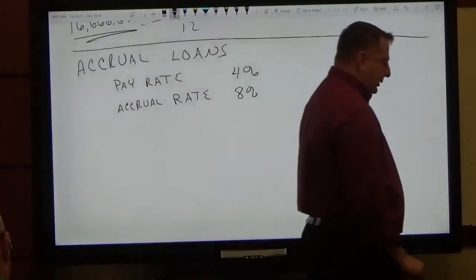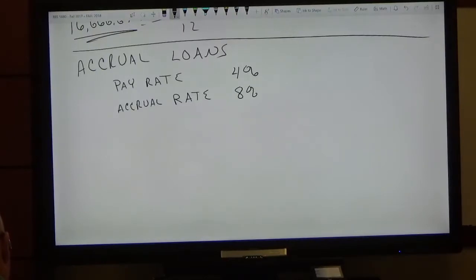So the way this works, I borrow however much money I borrow, and the lender simply says, you're going to pay me an interest rate of 4%. But I'm doing that because I'm super nice, okay? But your actual balance is going to accrue at a rate of 8%. So it basically means you're going to have our good friend negative amortization occur.